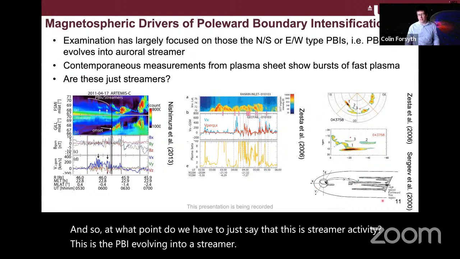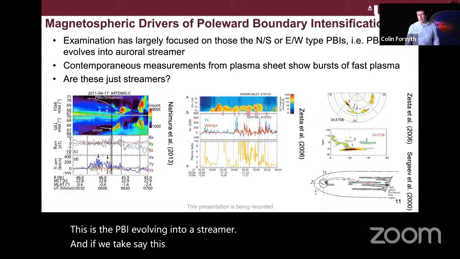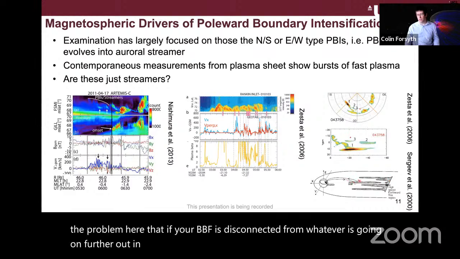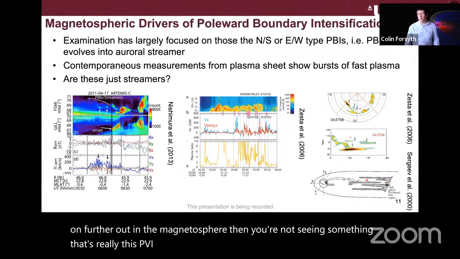And if we take, say, this cartoon image from Sergeev et al., we can start to see the problem here, that if your BBF is disconnected from whatever is going on further out in the magnetosphere, then you're not seeing something that's really this PBI activity anymore. You're seeing something within the plasma sheet.